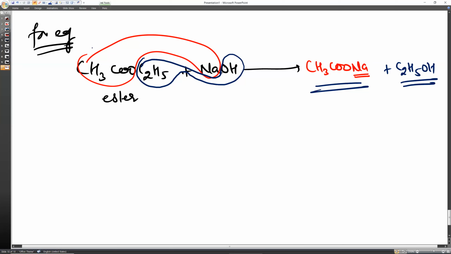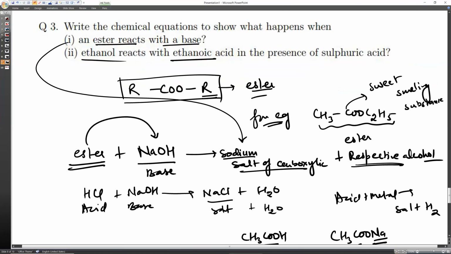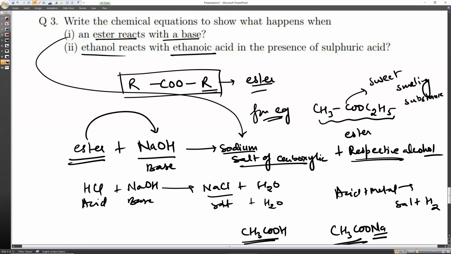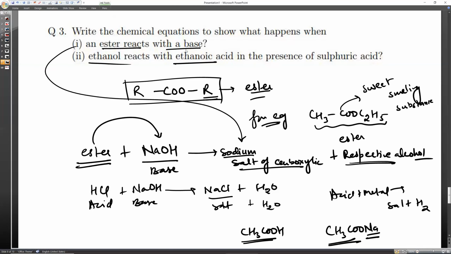Understood? Yes, sir. So this is how esters react with base. Please note it down. Note it down fast.